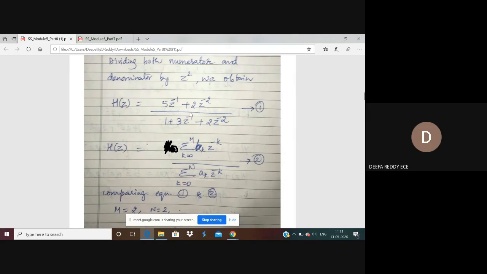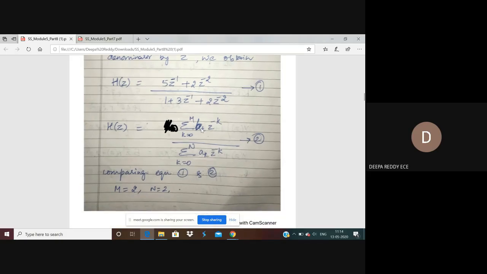Now, on comparing the standard equation with this particular question which we have brought to negative powers, we can see, if you look at the numerator term, what is m? M is the order, 0 to m. So b0 z to the power of 0, b1 z to the power of minus 1, b2 z to the power of minus 2. What is the power of m here? k will vary from 0 to m. If you observe this, m will be 2, checking the numerator, because the highest power is 2.